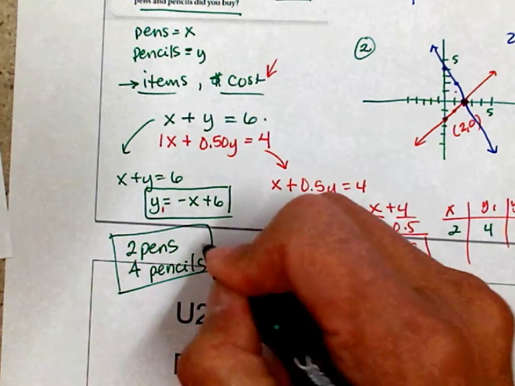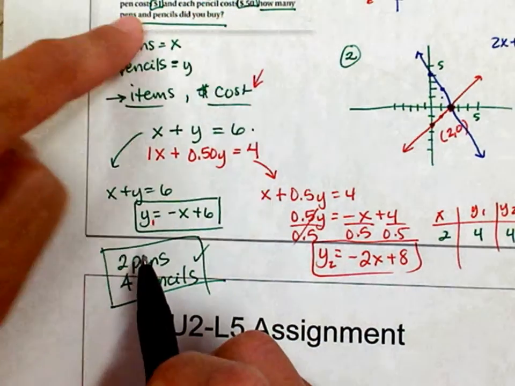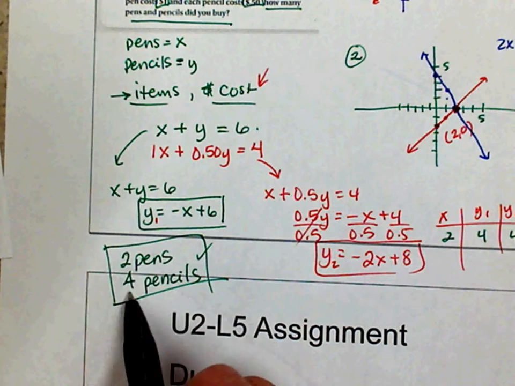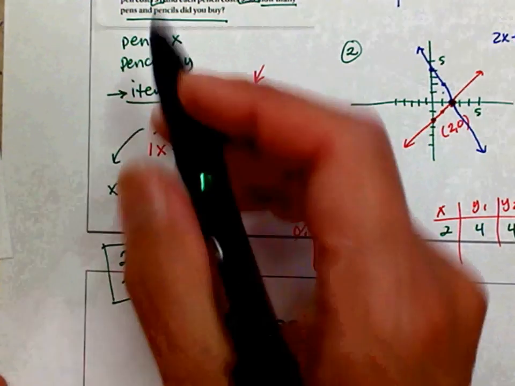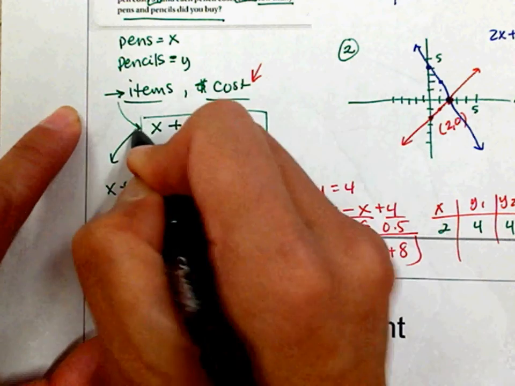So how many pens and pencils did they buy? They bought 2 pens and 4 pencils. And there is the original equation. One is the number of items, and the other one is the cost.